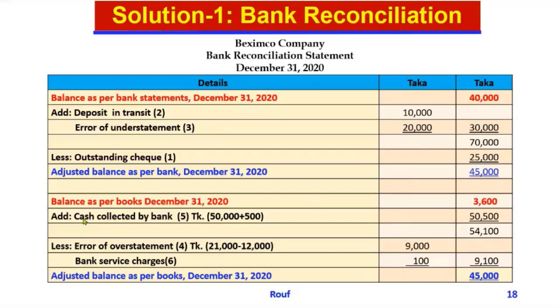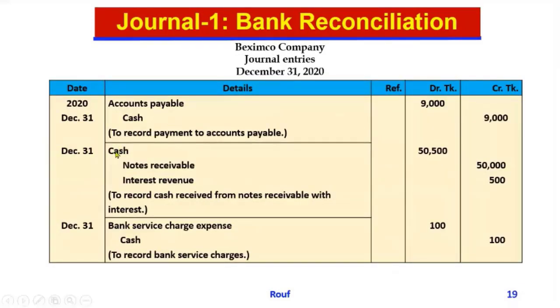তাহলে জার্নাল এন্ট্রি হবে ক্যাশ ডেবিট। কি কারণে ক্যাশ ইনফ্লো হয়েছে? রিসিভেবলের কাছ থেকে নোটস রিসিভেবল বাবদ 50,000 টাকা পাওয়া গিয়েছে এবং ইন্টারেস্ট বাবদ 500 টাকা পাওয়া গিয়েছে। So the journal entry will be cash debit, notes receivable credit, interest revenue credit.